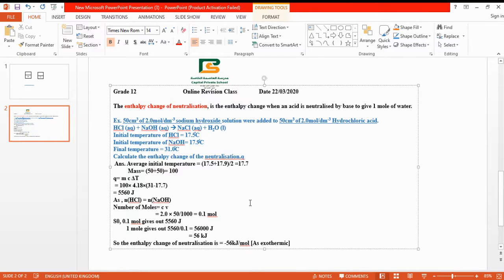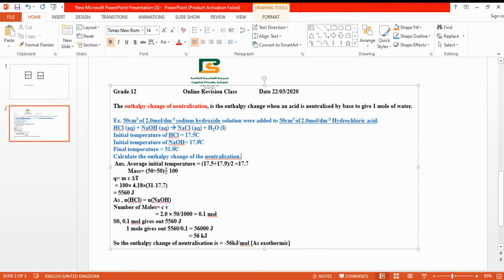So first, the initial temperature of HCl is 17.5, and the initial temperature of NaOH is 17.9. Then the final temperature is 31.0. Calculate the enthalpy change of neutralization. First, the average initial temperature. The temperature of HCl is 17.5 and the temperature of NaOH is 17.9, so we take the average, which is 17.7.